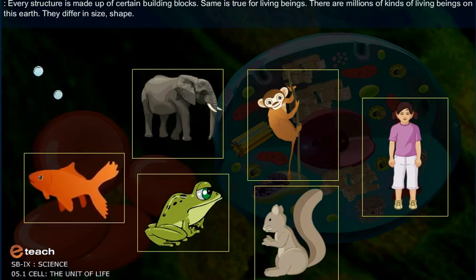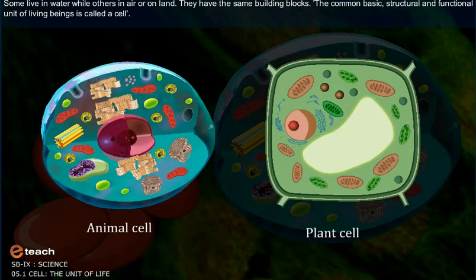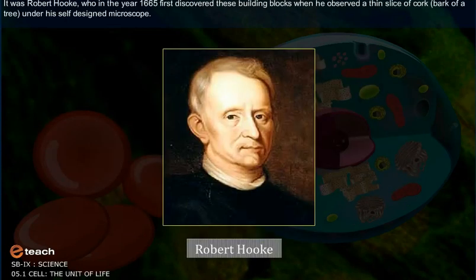There are millions of kinds of living beings on this earth. They differ in size and shape. Some live in water while others in air or on land. They have the same building blocks. The common basic, structural and functional unit of living being is called a cell.